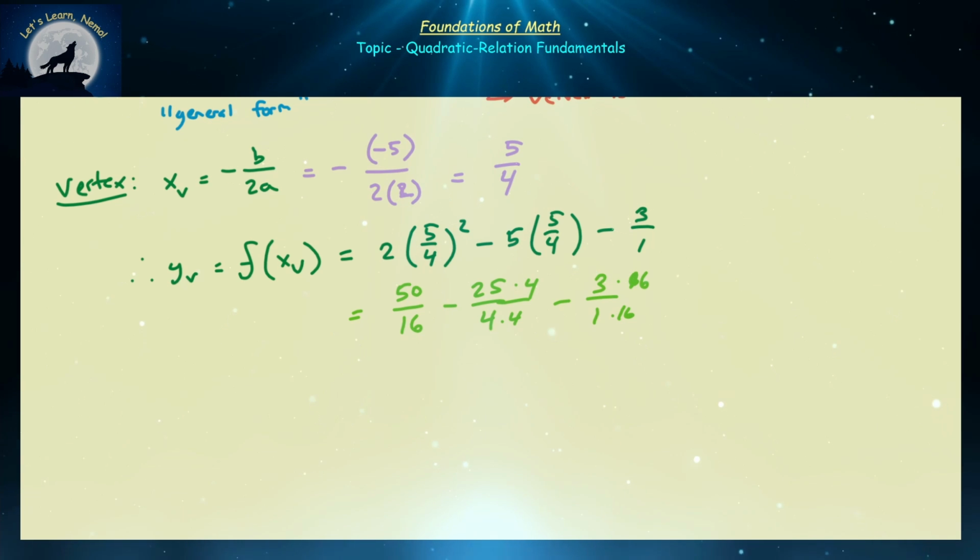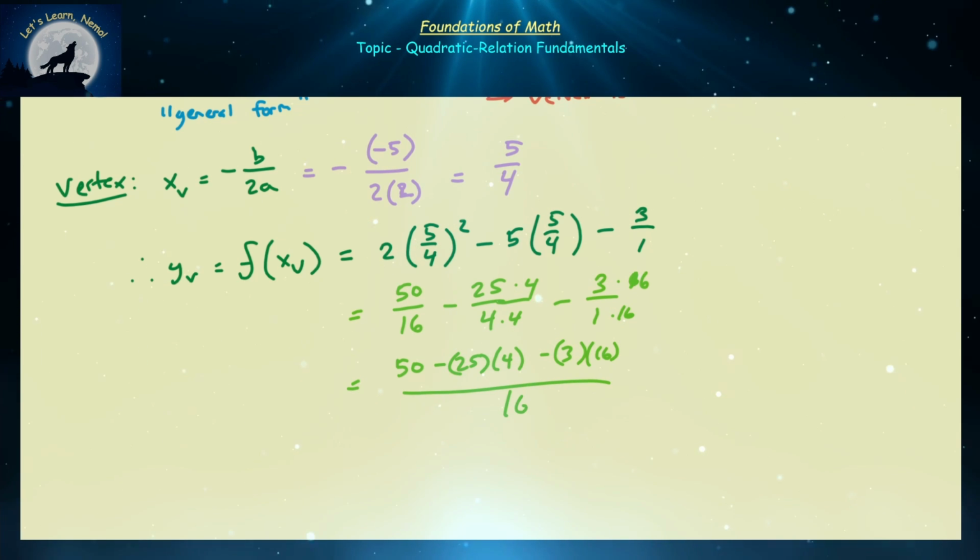common denominator as usual. So once I have that particular object, then we're going to have 50 minus 25 times 4 minus 3 times 16 all over 16. So once you do 50 minus 25 times 4 minus 3 times 16, you should get minus 98 all over 16, which can reduce by a factor of 2 to minus 49 all over 8.